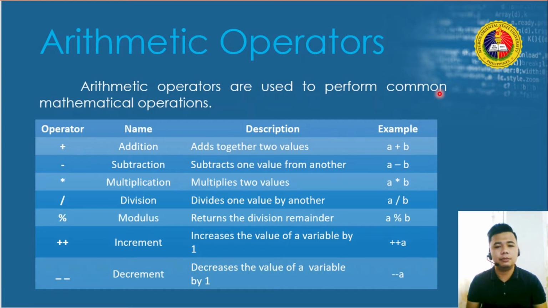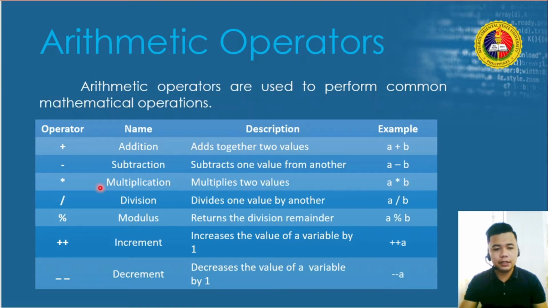Arithmetic operators are used to perform common mathematical operations. We have here the table of the list of arithmetic operators. We have plus, which is of course addition. It adds together two values, for example, a plus b. And then we have minus, which is subtraction. It subtracts one value from another. Example, a minus b. And then we have times, which is of course multiplication. It multiplies two values. So we have a times b.